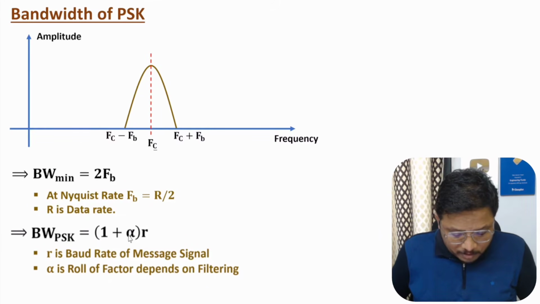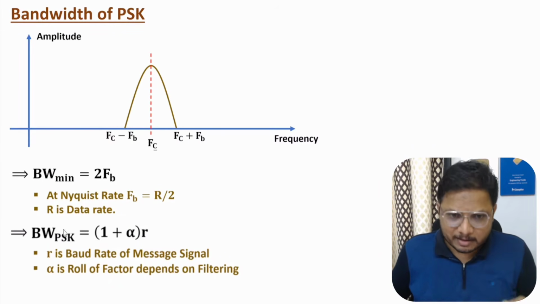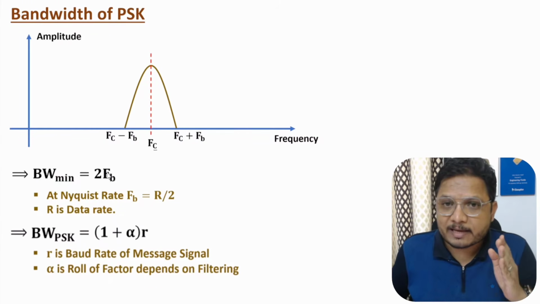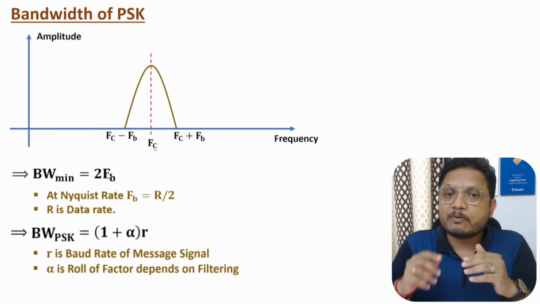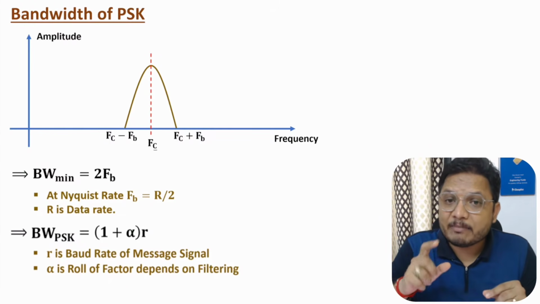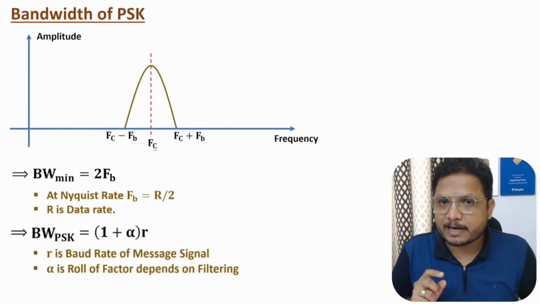So based on the roll-off factor of filters and baud rate, one can understand bandwidth, and the minimum bandwidth is 2 times FB, right? And FB is how much? FB is 1 divided by TB, where TB is bit duration, right?